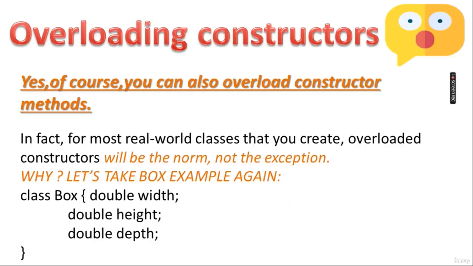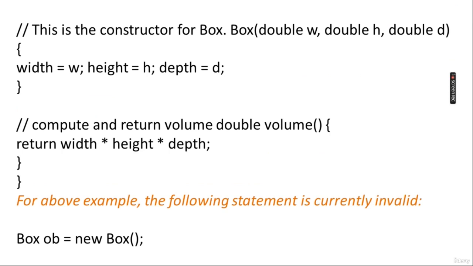So now you have only one parameterized constructor in this case. This constructor is Box(double w, double h, double d). So while creating an object, you cannot create it like this: Box ob = new Box(). Why? Because the default constructor is not present. The default constructor is overridden by your parameterized constructor, which has three parameters, double w, double h and double d.